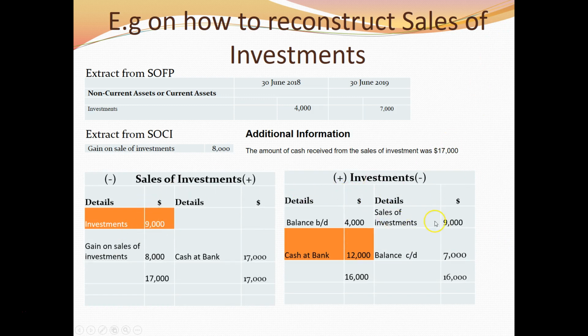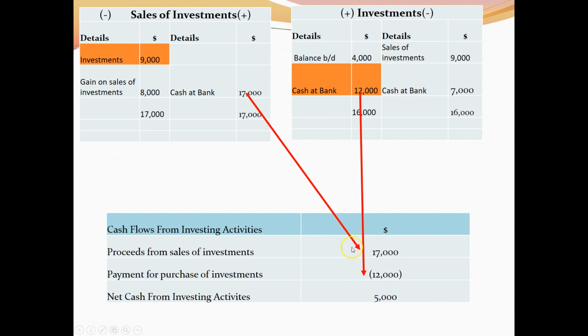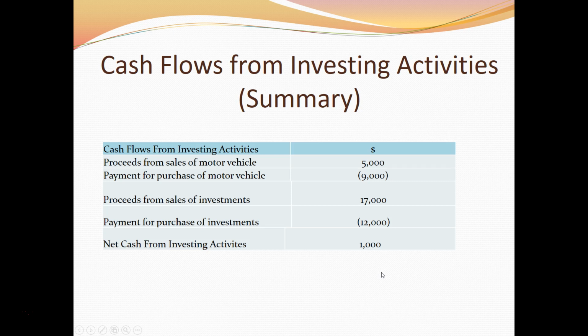9,000 is here. Then we figure out that we actually bought 12,000 worth of investment. So same thing, when it's actually transferred, okay, this is proceeds from investment, 17,000. This is payment for purchase of investment, 12,000. Alright, so that's all on how to do net cash from investing activities.